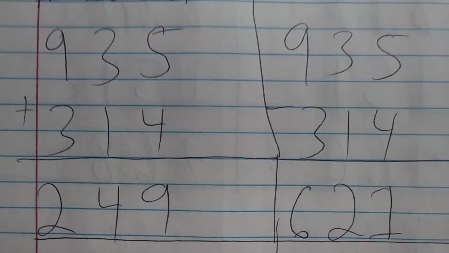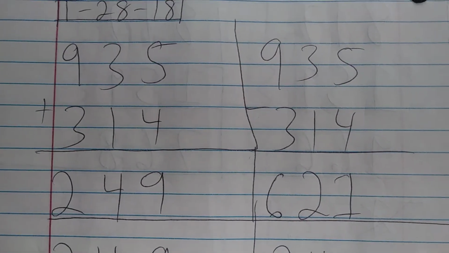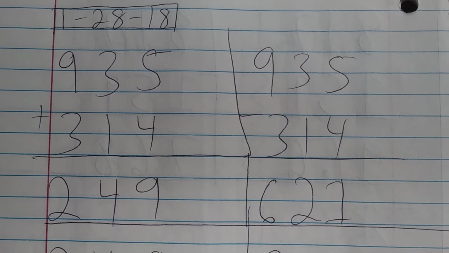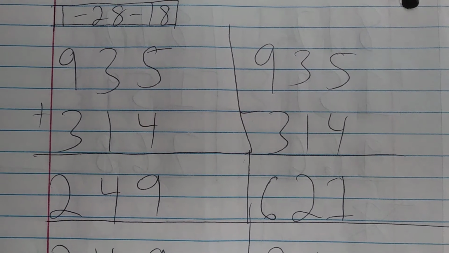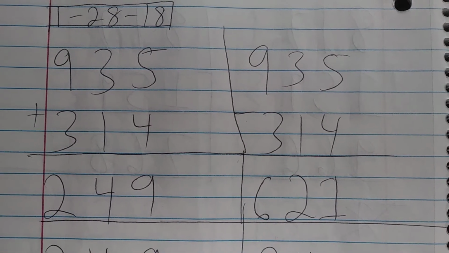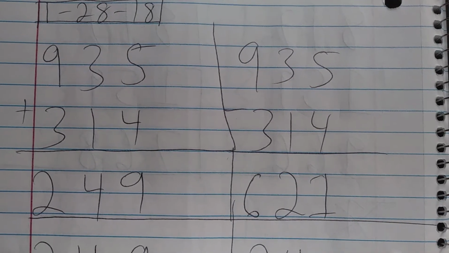That brings us to January 28th. 935 hit, you're going to add 314, so 9 plus 3 is 12, keep the 2. 3 plus 1 is 4. 5 plus 4 is 9. So 249. And also subtract off 314.